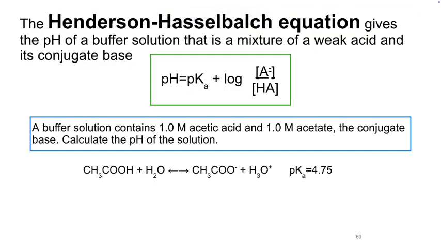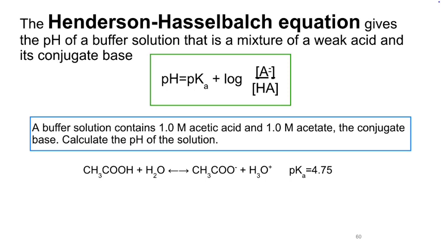If we look at this, a buffer solution contains 1 molar acetic acid and 1 molar acetate, the conjugate base. Calculate the pH of the solution. We can just plug and chug with our Henderson-Hasselbalch. That's kind of the beauty of this system. We technically already did that. That's what we started the class with, so we don't need to solve that. This expression is very important. I wanted to make sure that we covered it at the beginning of class instead of dragging it through to the end of class.